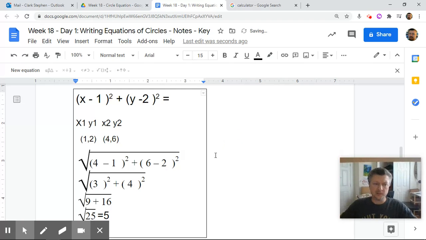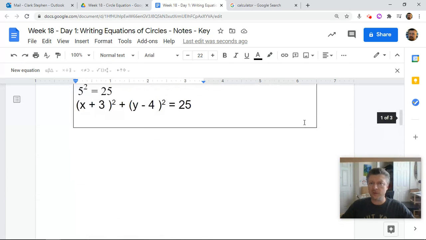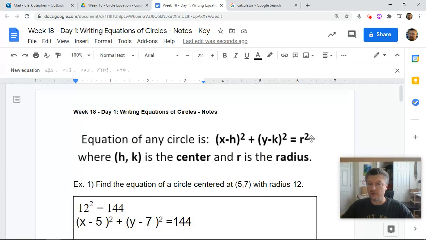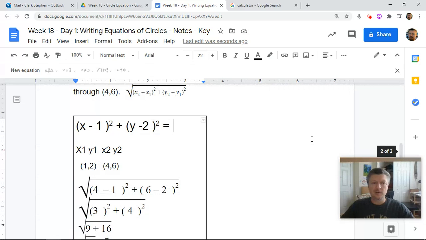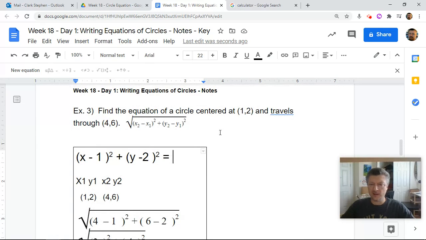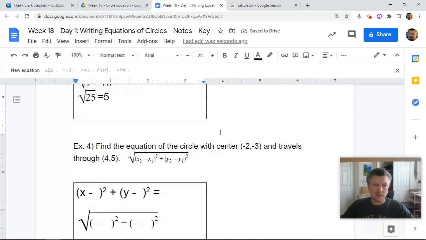Okay, so we have the radius, but we need to also square it, right? Because in the formula it says r squared, radius squared. So the radius squared is 5 times 5, which is 25. All right, there's that one. All right, one more.